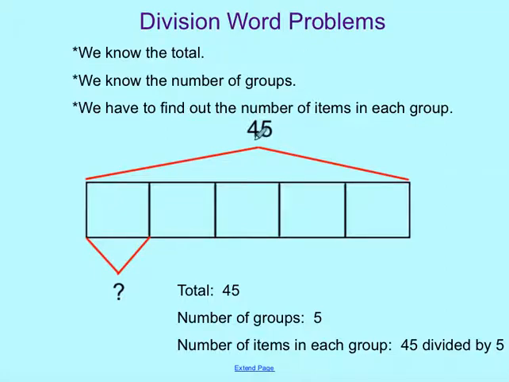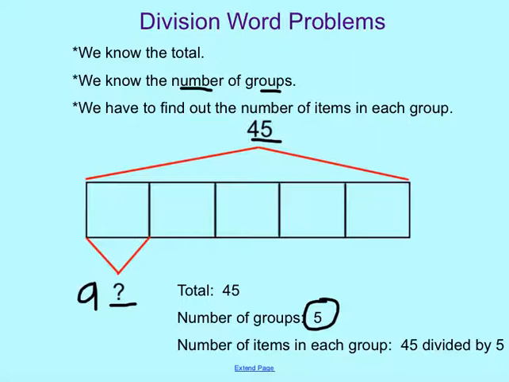So here you can see our total is 45. We also know the number of groups. 1, 2, 3, 4, 5. I've divided it into 5 pieces because that is my number of groups. I am going to try to find how many items are in each group. So I would take my total, which is 45, and divide it by 5. 45 divided by 5 equals 9. In this case, there are 9 items in each group.